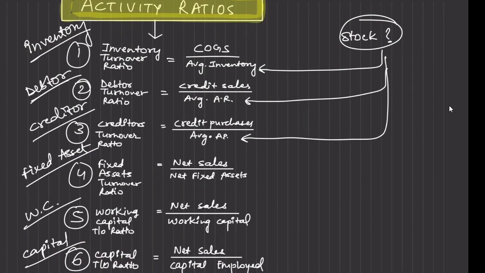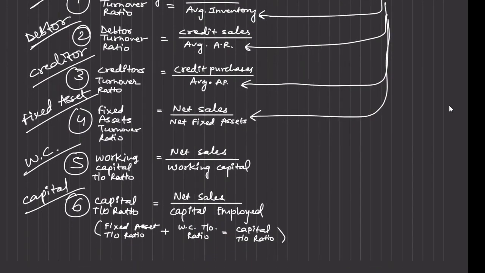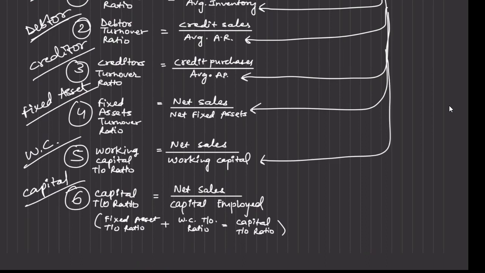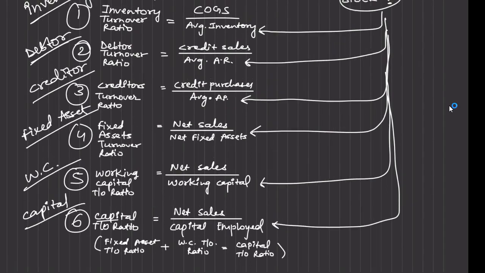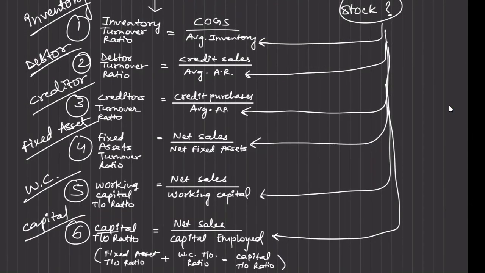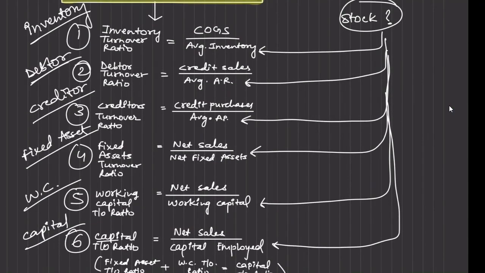If they are asking fixed asset turnover, then fixed assets in the denominator. If they are asking working capital turnover, then working capital in the denominator. And if they are asking capital turnover, then lastly, capital employed in the denominator. But what should be in the numerator will change depending upon the activity. Let's say we are talking about inventory. Inventory is closely related to our sales. So here we have taken the cost of goods sold, COGS. Cost of goods sold divided by the average inventory would give you the inventory turnover ratio.